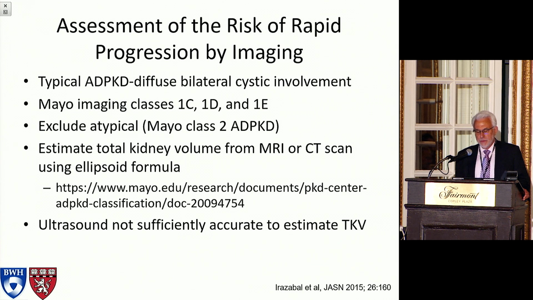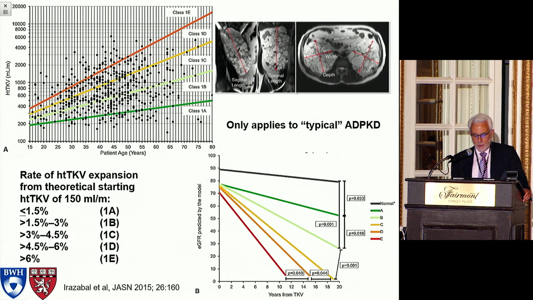So I'm going to talk about assessment of the risk of rapid progression by imaging. This involves the Mayo imaging classification, and those that have faster rates of progression, that is Mayo Class 1C, D, or E. You exclude atypical, that is Mayo Class 2, ADPKD. In clinical practice, we don't have the opportunity to measure kidney volume using the complicated techniques that have been used in research studies. So we use the ellipsoid formula, and Mayo has placed a calculator online, which I'll show you. And recall that ultrasound is not sufficiently accurate to estimate total kidney volume.